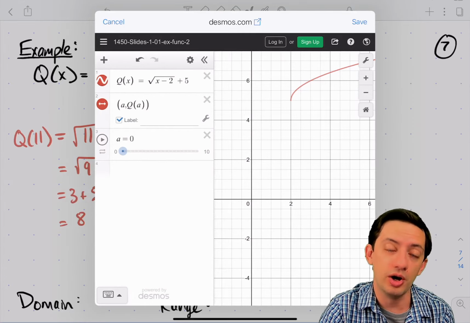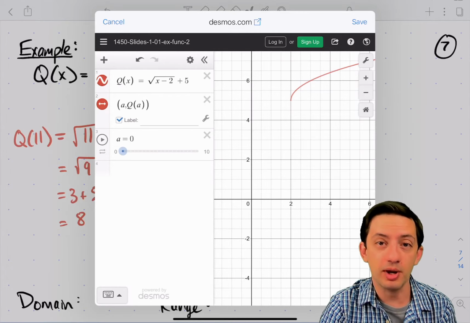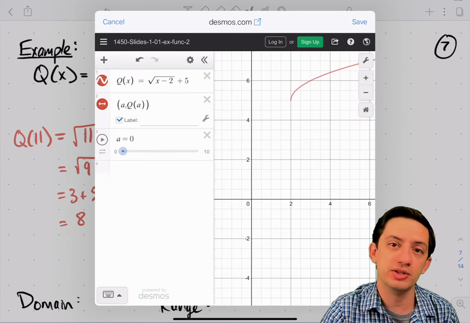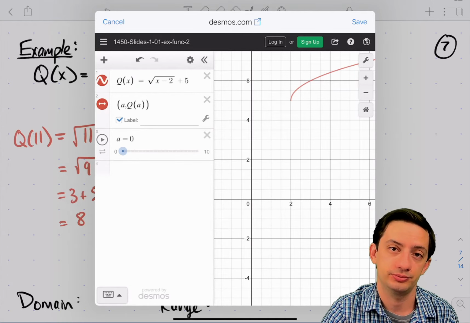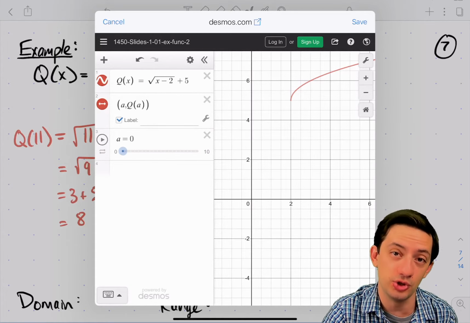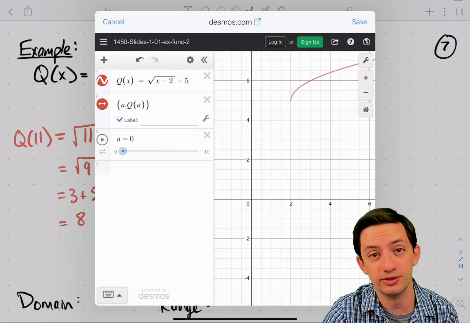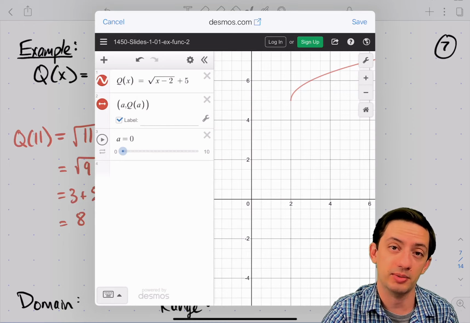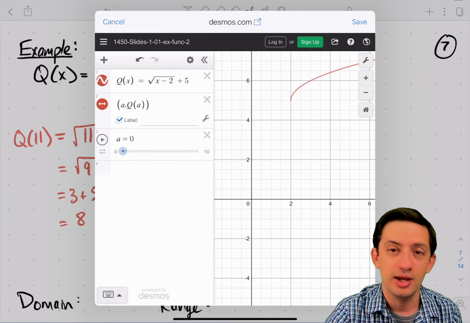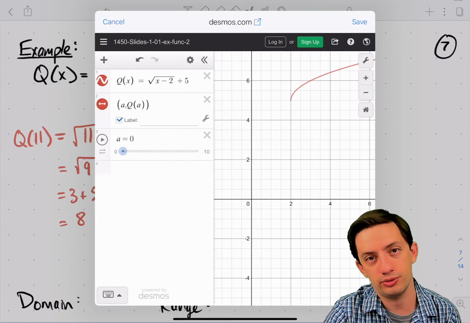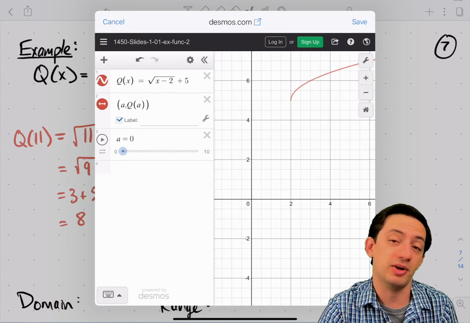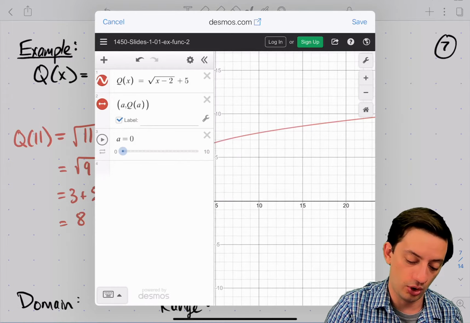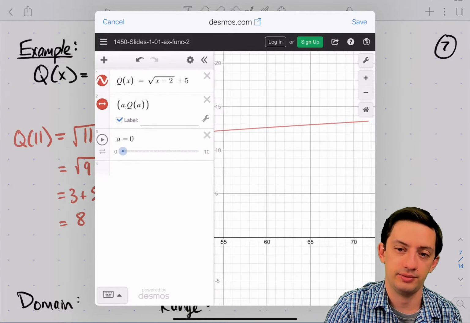If I tried to plug in 1, you'd get the square root of 1 minus 2. That's -1, so 1's not in the domain. The smallest number in the domain is 2, because then I get the square root of 2 minus 2, and that's okay. The square root of 0 is 0. That exists. But anything smaller than 2, I'm going to be taking the square root of a negative number, and anything larger than 2, I'm taking the square root of a positive number, and that's fine. So the domain is 2 all the way to infinity.